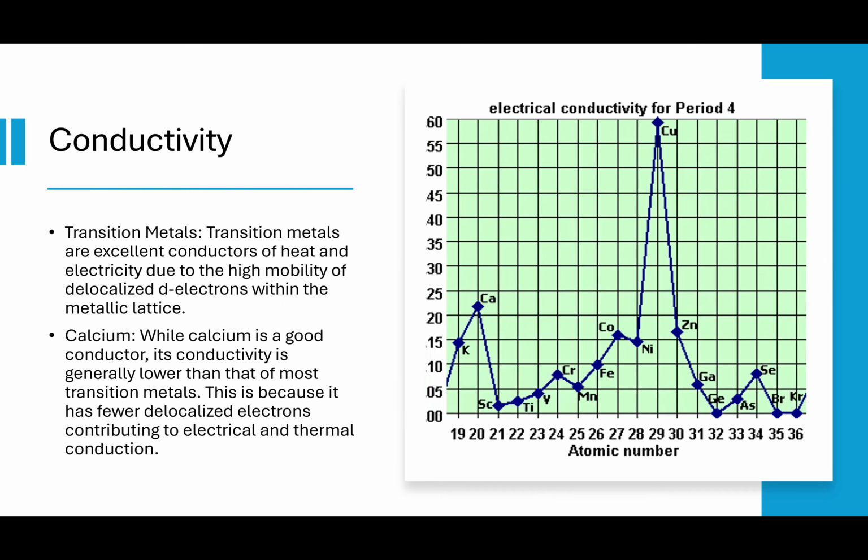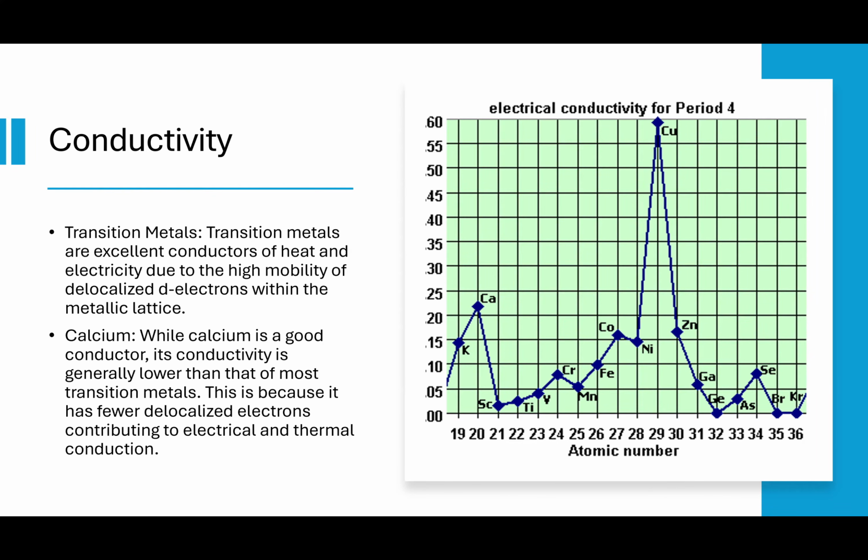So let's continue. Conductivity now. Transition metals tend to be excellent conductors of heat and electricity due to the high mobility of their delocalized electrons. Delocalized electrons are important for the melting point, boiling point, and the conductivity, whether it be thermal conductivity or electrical conductivity. Now, while calcium is a good conductor, its conductivity is generally lower, and this is because it has fewer electrons to contribute to the lattice.